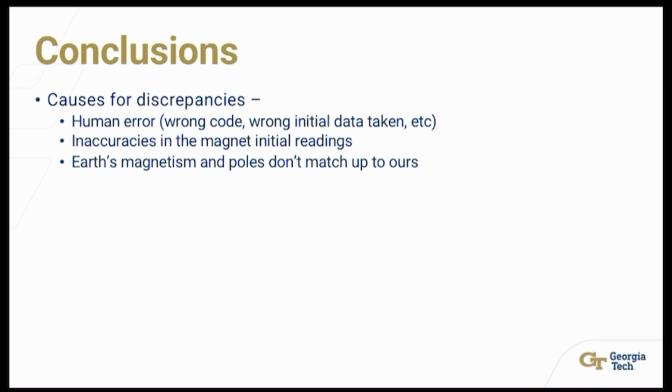Different causes for discrepancy within this experiment could be human error, which is just that we have the wrong code or have the wrong initial data taken. We could have inaccuracies in the magnet initial readings. And then finally, we could have the Earth's magnetism and poles not lining up, as obviously the Earth has a natural magnetism itself, and we don't want to conflict with that natural magnetism in the poles.